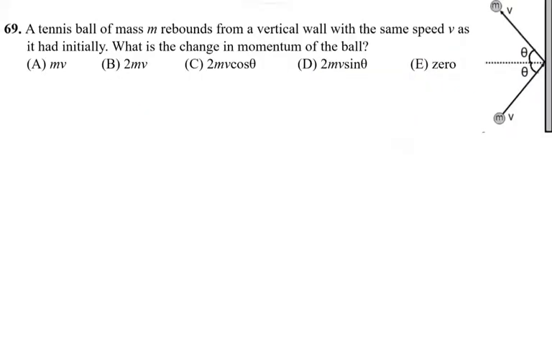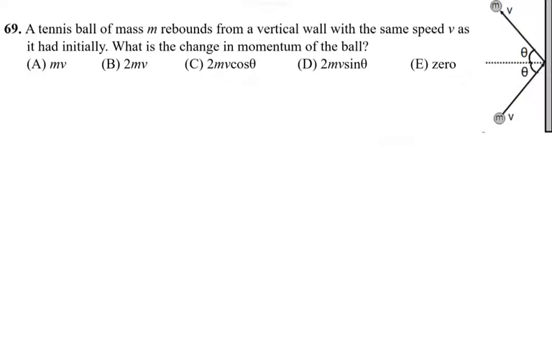Here's the next question I want to look at with you. We have it online in our lesson. A tennis ball of mass m rebounds from a vertical wall with the same speed v as it had initially. What is the change in the momentum of the ball?